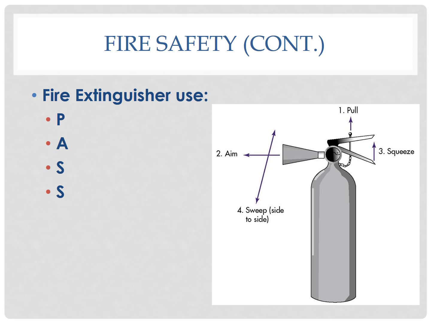With fire extinguisher use, you want to be sure to first pull the pin. Secondly is aim the nozzle at the base of the fire. S is to squeeze the handle. And the second S is to sweep. Use a sweeping motion from side to side to prevent the spread of fire.